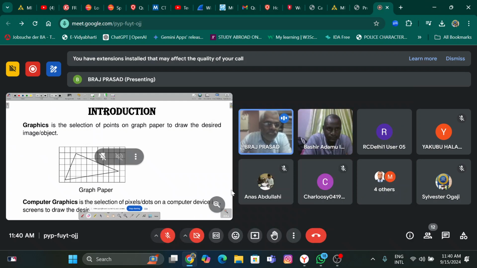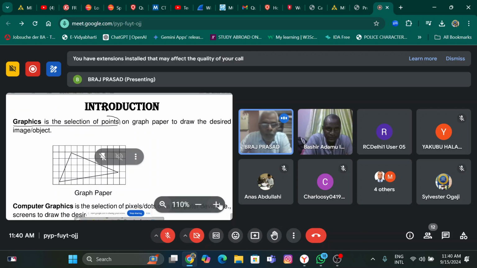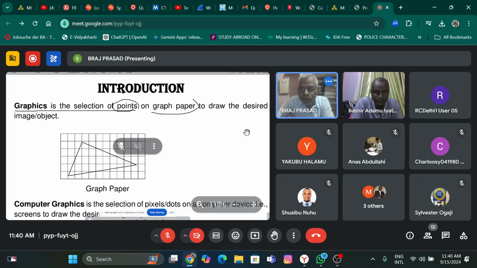So in summary, we can say graphics is the selection of points on a graph paper to draw the desired object. In this example, our object is a triangle.